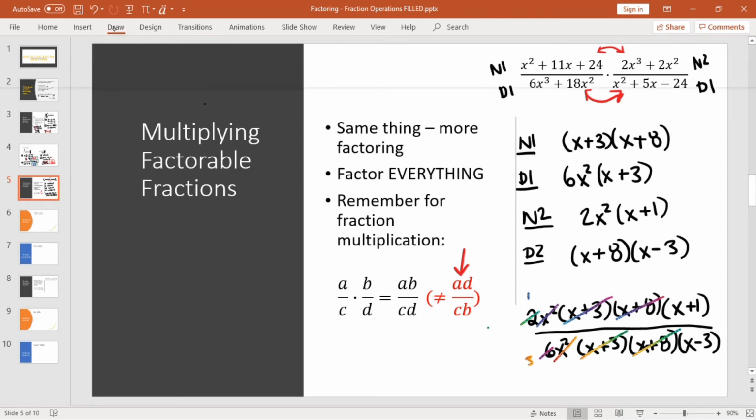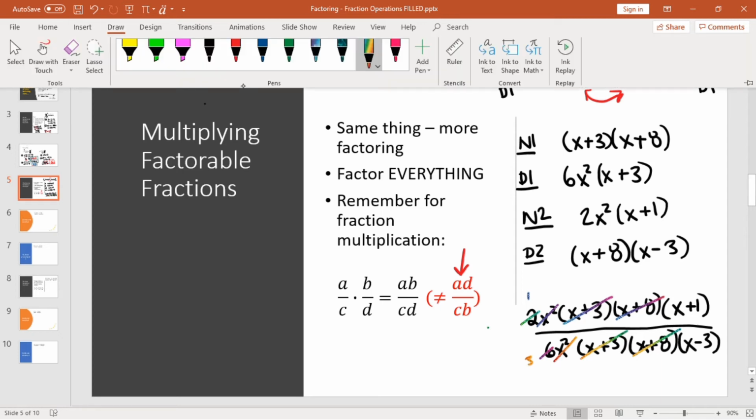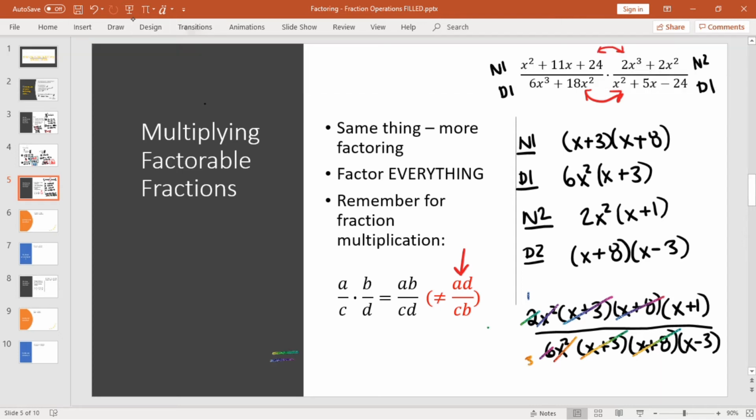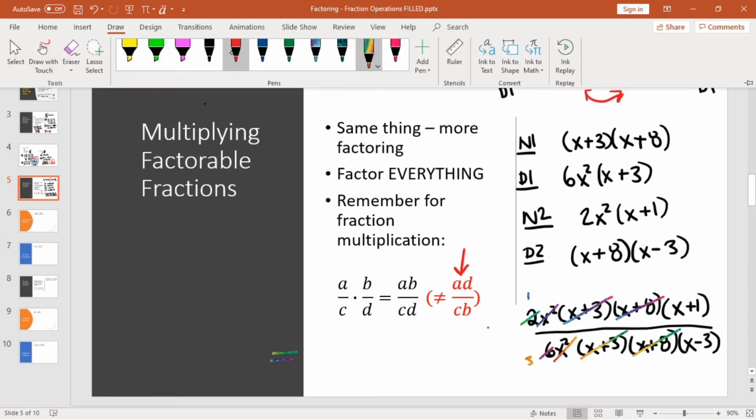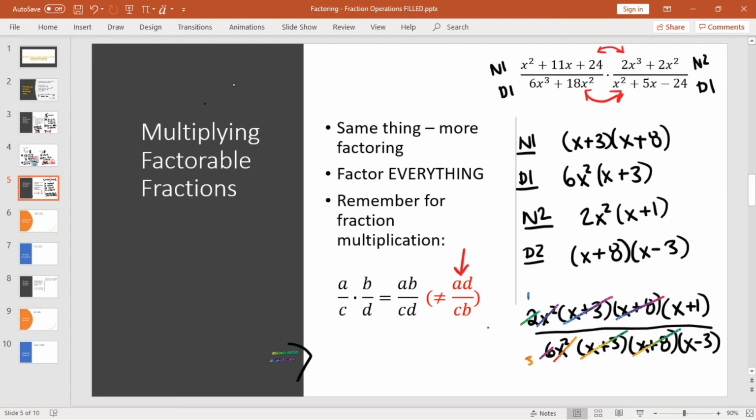So my final answer over here is going to be the leftovers. So I have x plus 1 on the top. And on the bottom, I have a 3, x minus 3. And I would leave it like that. This is factored form. This is the most useful form.